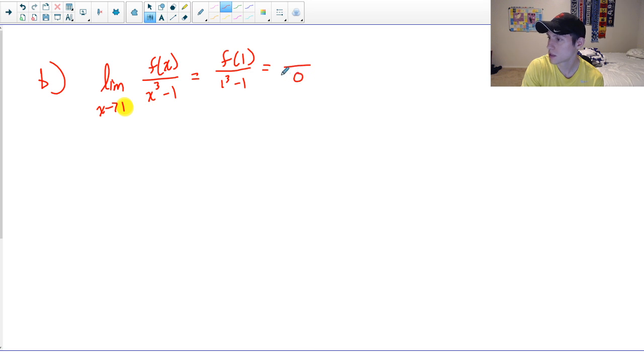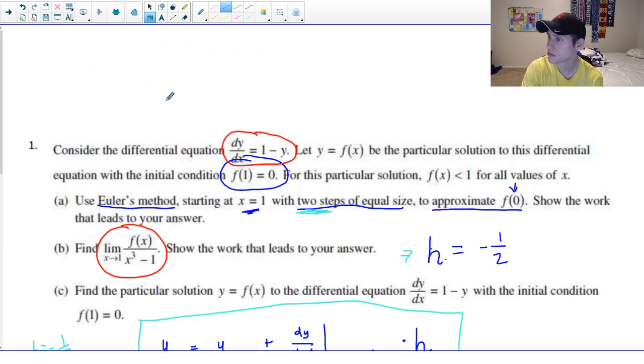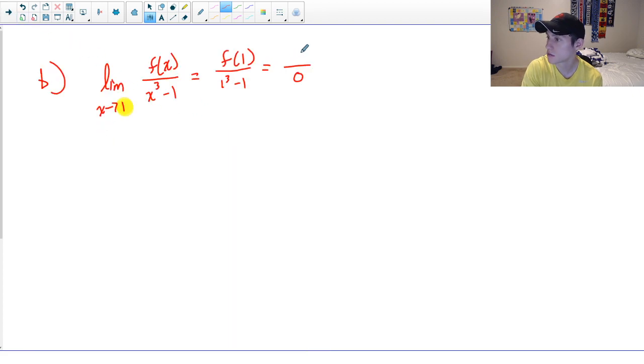1 cubed minus 1 is 0, and f of 1, we know from our initial condition, f of 1 is 0 as well. All right, so I end up with 0 over 0, which is an indeterminate form. And we know if we get 0 over 0 or infinity over infinity, then we should use L'Hopital's rule.